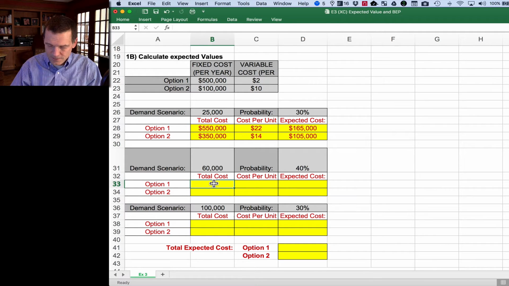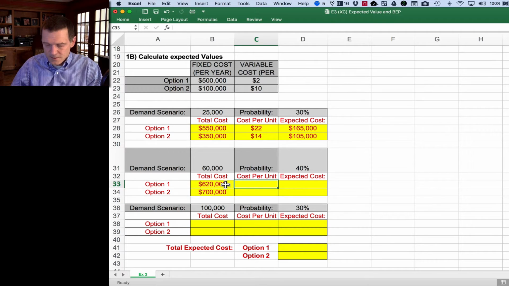I'm going to keep going. If you can bear with me, we'll build this out completely using the same methodology here, right? And I don't want to go too slow for you and bore you, but I'll talk through it each time as I go. So option 1 equals fixed cost plus variable cost times the quantity. Option 2 equals the fixed cost plus the variable cost times the quantity. Okay, then we just keep moving across here.